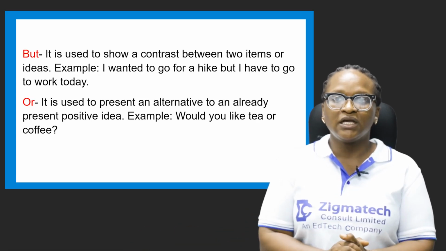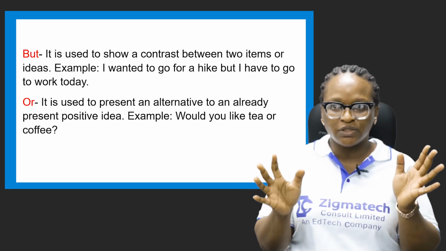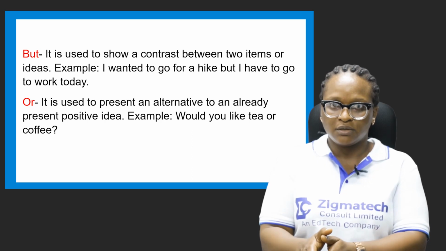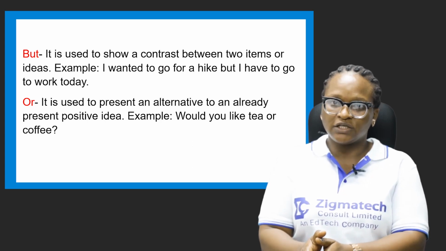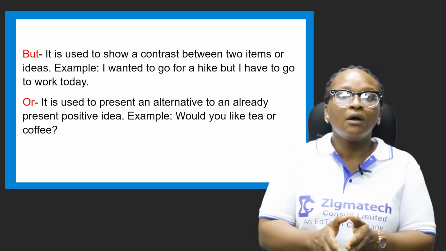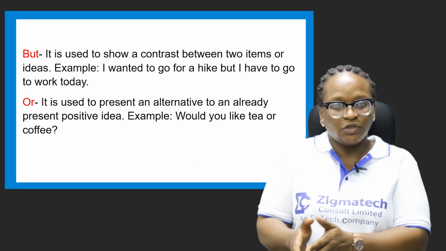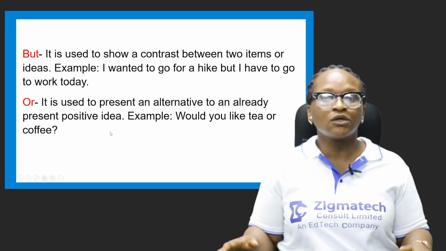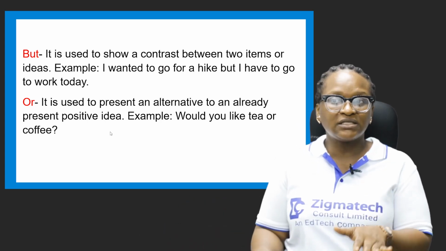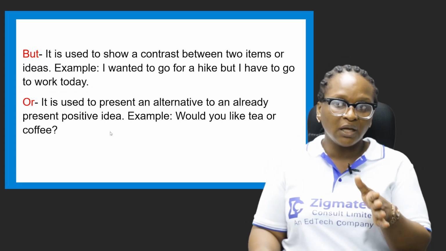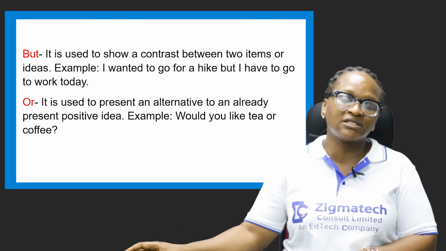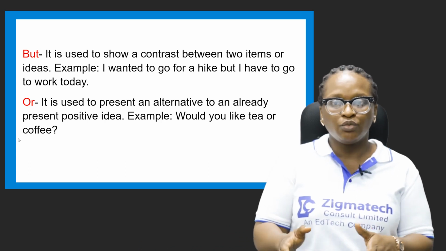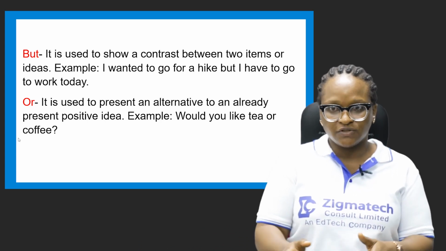We have but. It is used to show a contrast between two items or ideas. She's beautiful, but not industrious. You see, she's beautiful, but not industrious. So it's used to show a contrast between two items or ideas. Example, I wanted to go for a hike, but I have to go to work today. So that is a contrast. When you talk about contrast, we talk about a difference, a shift in something.